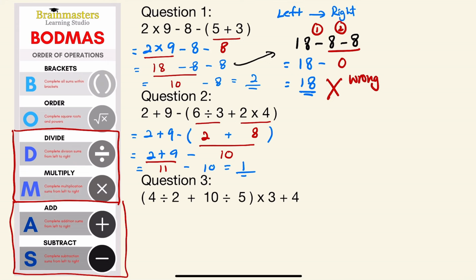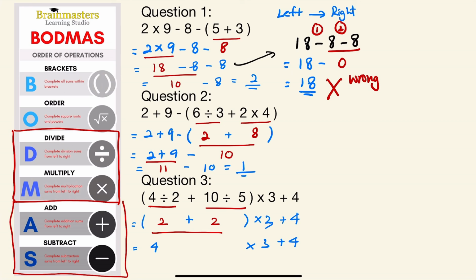Same thing, I'm going to underline whichever I work on. In the bracket, both divisions can be done because they do not interfere, there's no overlap in the underlines of the numbers. So I can copy whatever is left first. 4 divided by 2 is 2. 10 divided by 5 is also 2. Working out the one in the bracket gives me 4. Then I copy down the times 3 and the plus 4. So this is quite clear cut.